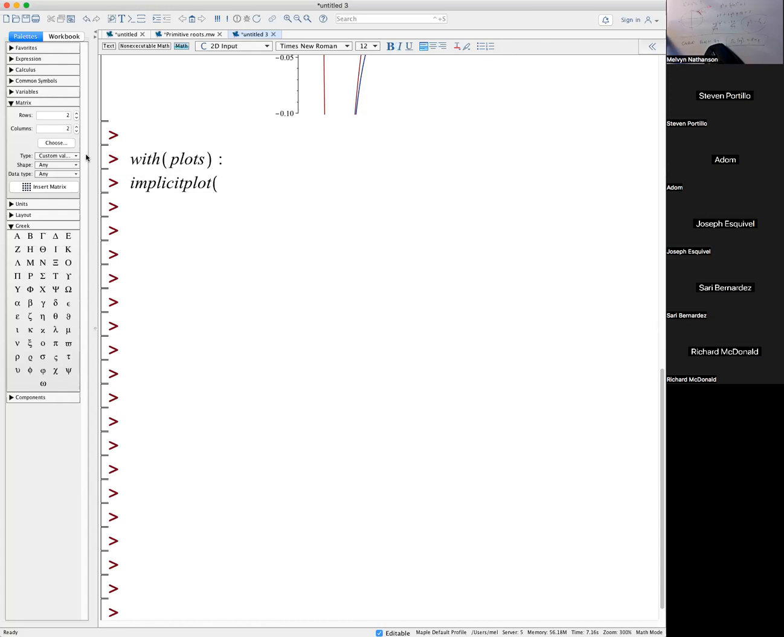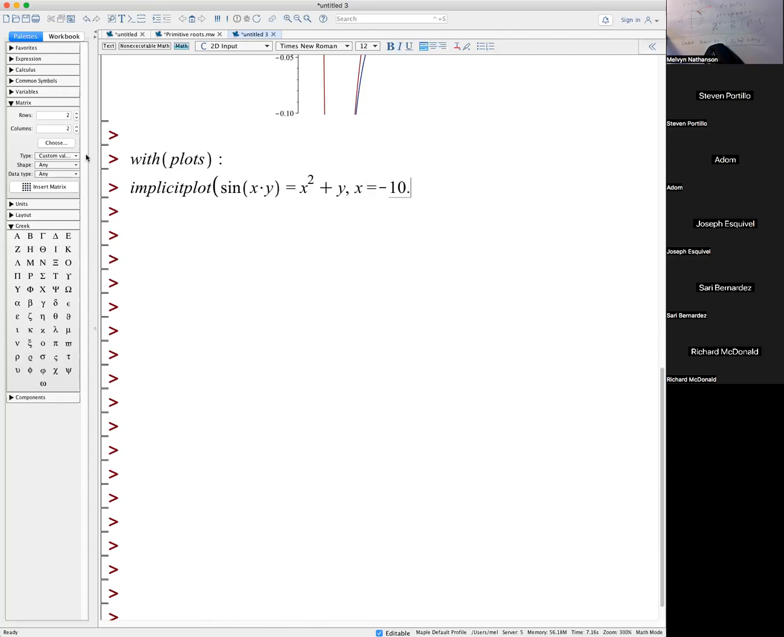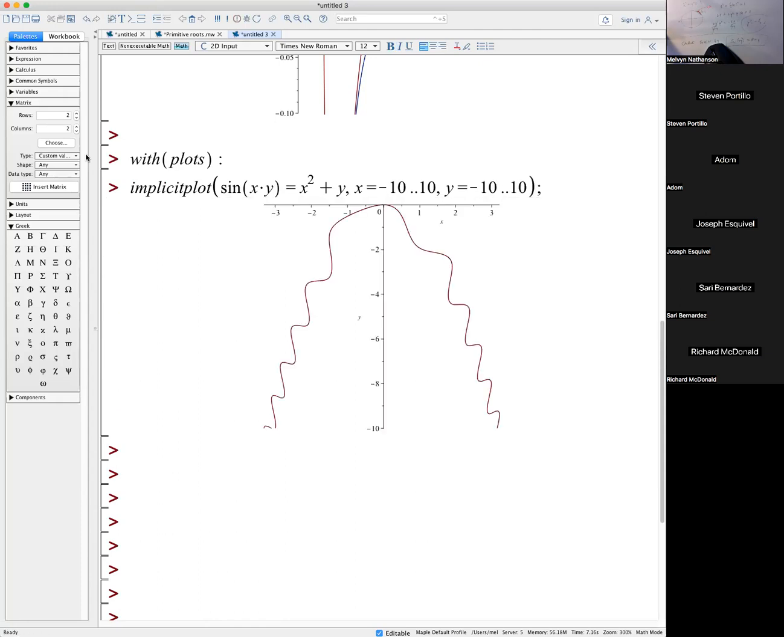So I want to plot the curve given by this equation, sine of x times y equals x squared plus y. Let me just give a range of values for x and y. Say x goes from minus 10 to 10, and y goes from minus 10 to 10. I'll just start with that. Ooh, look at that curve. That is the graph of this function. So all the points on this weird curve look like that.